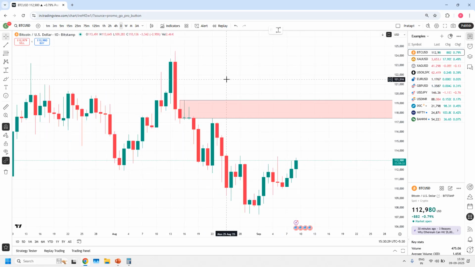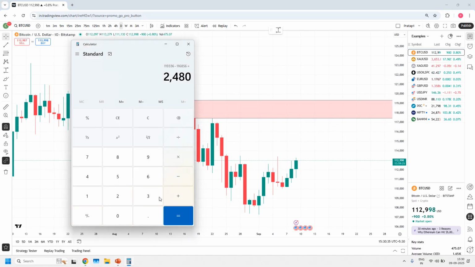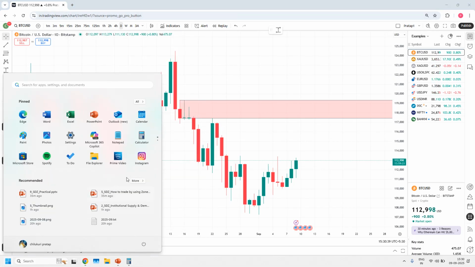Now what is the advantage? The advantage is your risk is minimized. See, earlier the risk was $2,480. Now I will calculate the type 2 proximal risk.